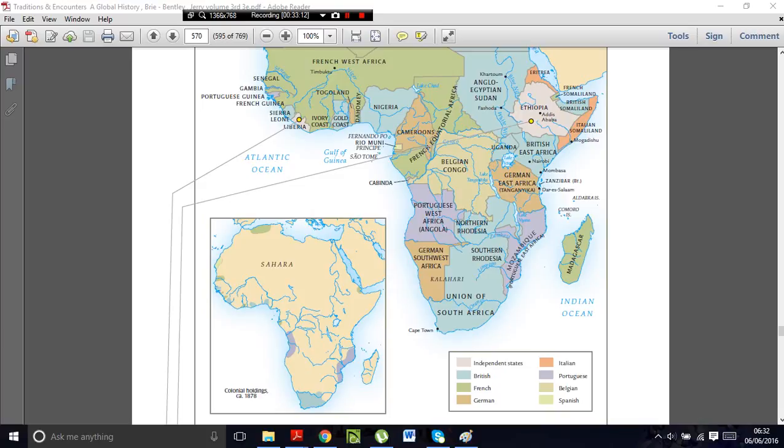So the European powers embarked on a pretty striking outburst of formal imperialism in Africa. Now, prior to the 19th century, European colonization of Africa was not successful. Apart from in South Africa, they were pretty much restricted to ports on the coastline.